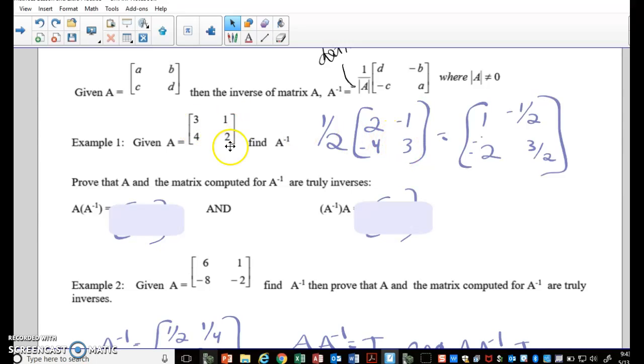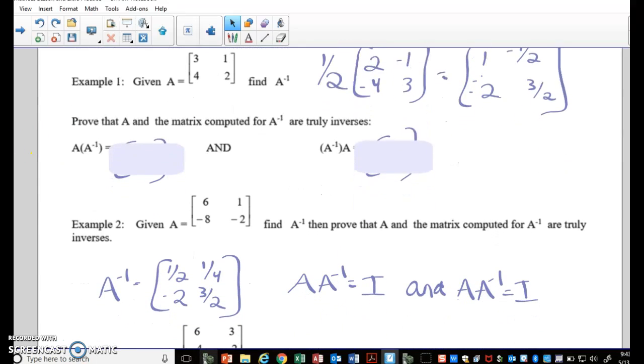So 3 and 2 became 2 and 3, and made 1 and 4 negative, right? And then you just multiply. So 1/2 times 2, 1, 1/2 times -1, -1/2, 1/2 times -4, -2, 1/2 times 3, 3/2. Okay? Great. Now, let's go on.